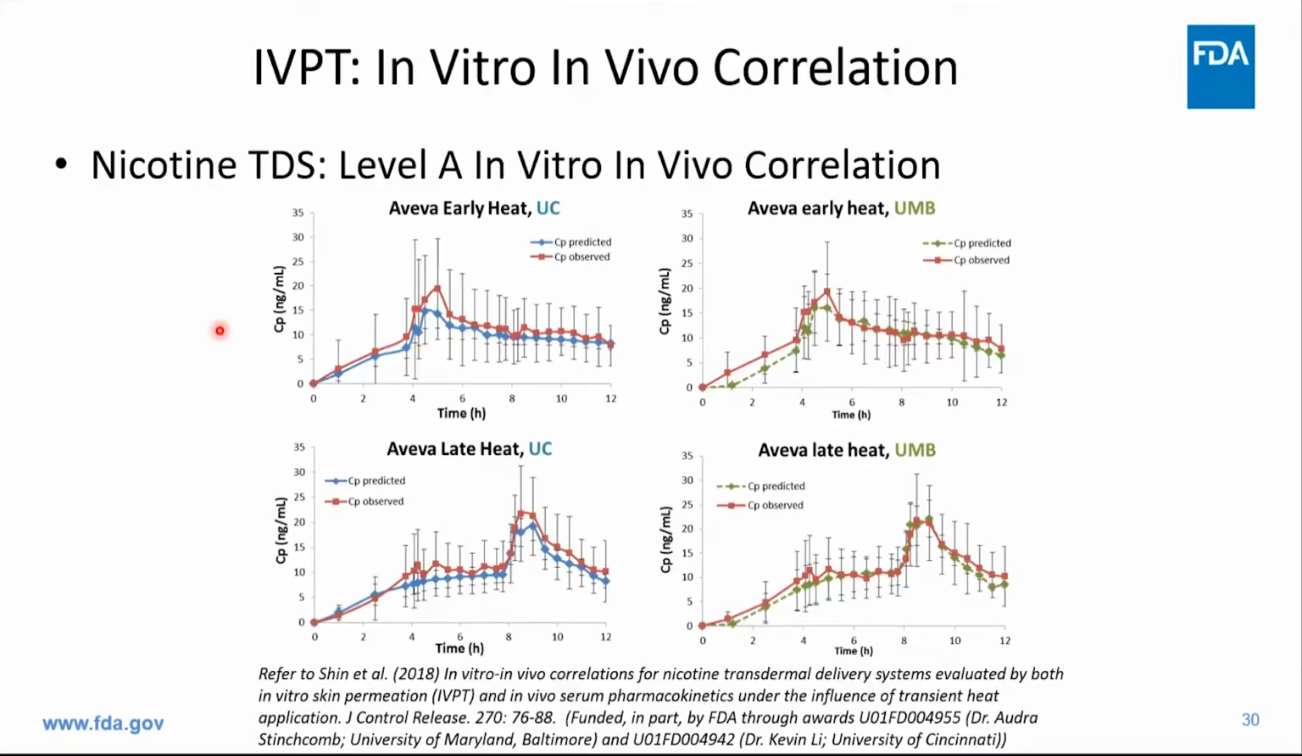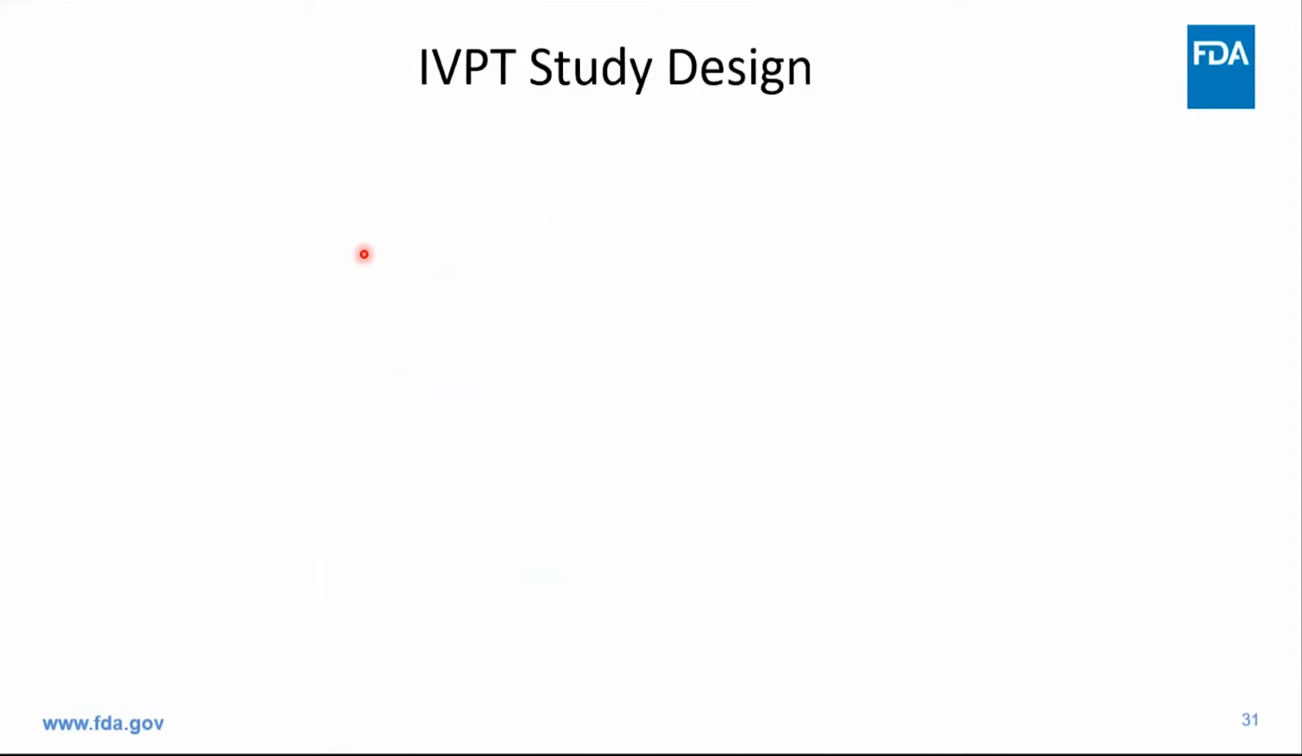The message here is not that an IVPT study will tell you the precise quantitative amount that you will measure in vivo, but rather it indicates that a well-controlled IVPT study that adheres to the key scientific principles of the test provides clinically relevant information about the relative rate and extent of bioavailability from test and reference products when they're compared under comparable conditions. So what should those conditions be?